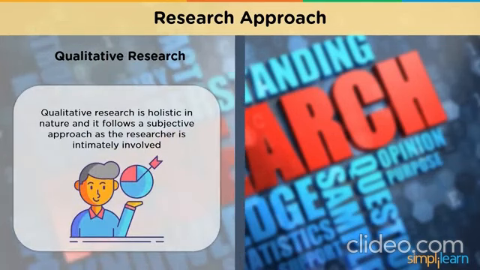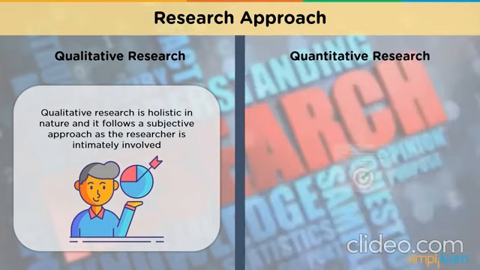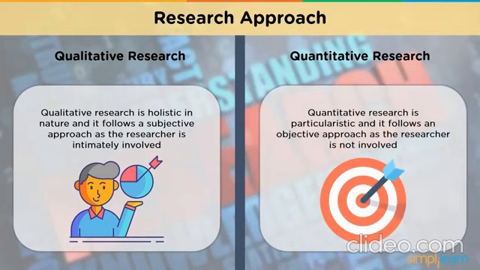qualitative research is holistic in nature and it allows a subjective approach as the researcher is intimately involved. The practice of qualitative research is reflexive and process driven. Qualitative research generates both exploratory and highly descriptive knowledge. It de-emphasizes the causal models and explanations that have historically dominated the research process. While quantitative research is particularistic and it follows an objective approach as the researcher is not involved, it also attempts to be precise in the observations and analysis on the topic to answer the inquiry.